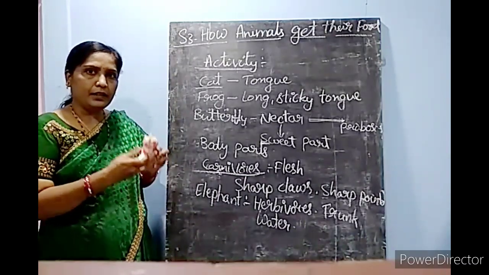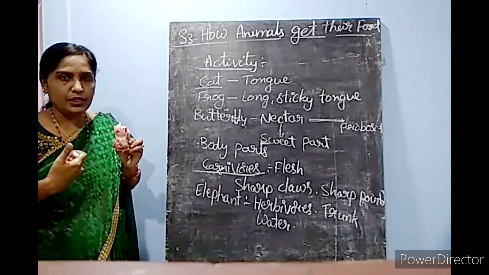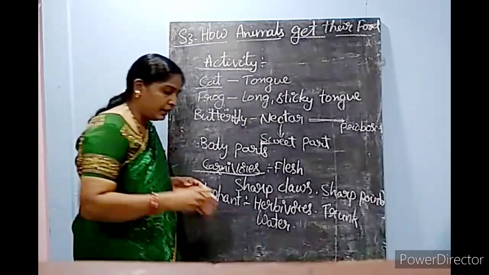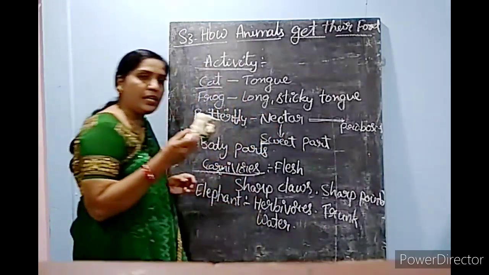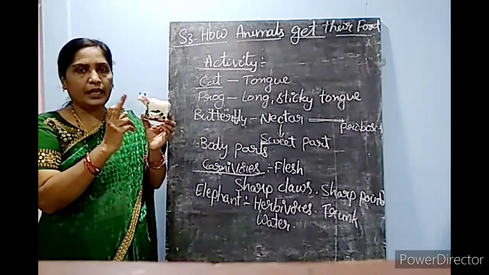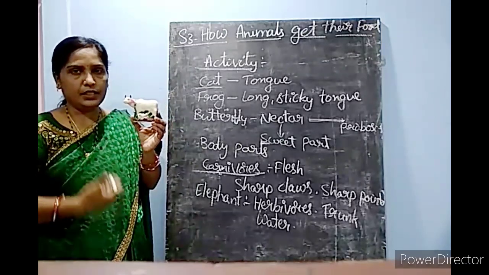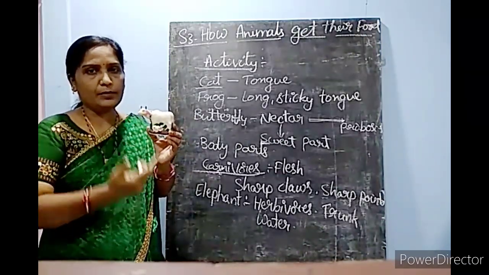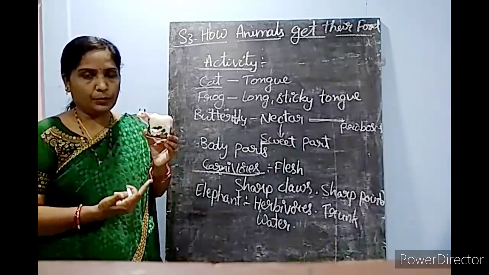Which part do elephants use to eat their food? They use their trunk. And now, which toy is this? This is a cow. Even in yesterday's classification, you learned that the cow also comes under the herbivorous group.